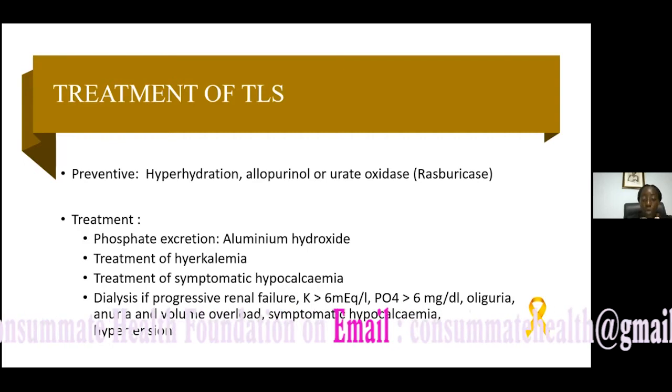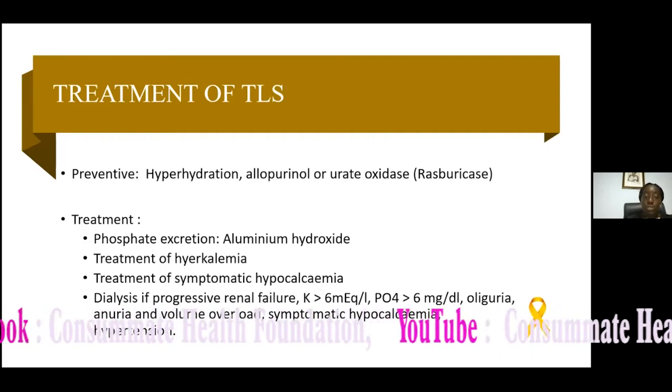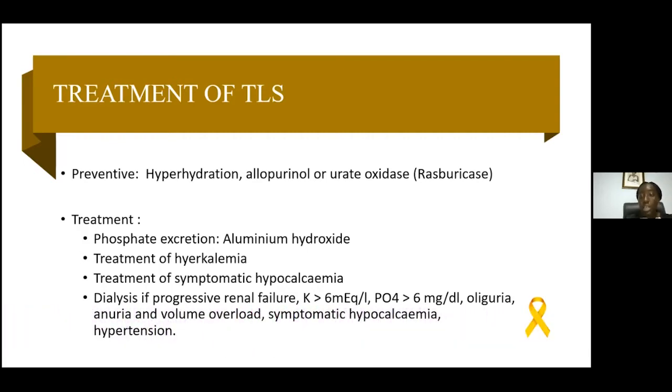So once these children present, you want to start hyperhydration and give allopurinol or a urate oxidase. What allopurinol does is that it prevents the formation of uric acid. So the nucleic acids are converted to uric acid by xanthine oxidase. So allopurinol would inhibit this enzyme, and so it would reduce the synthesis of uric acid.